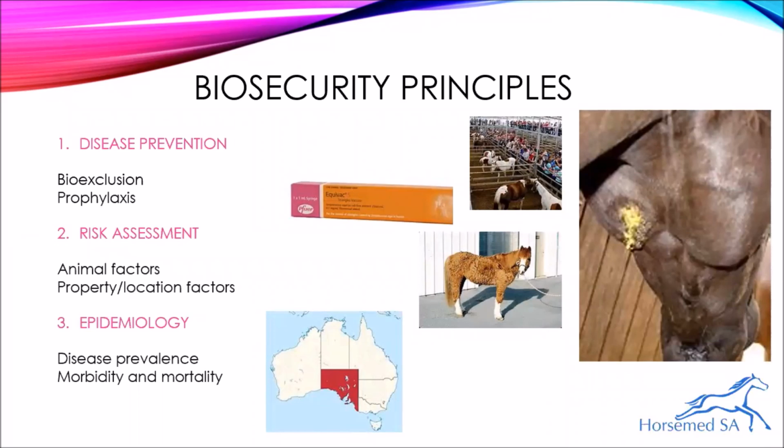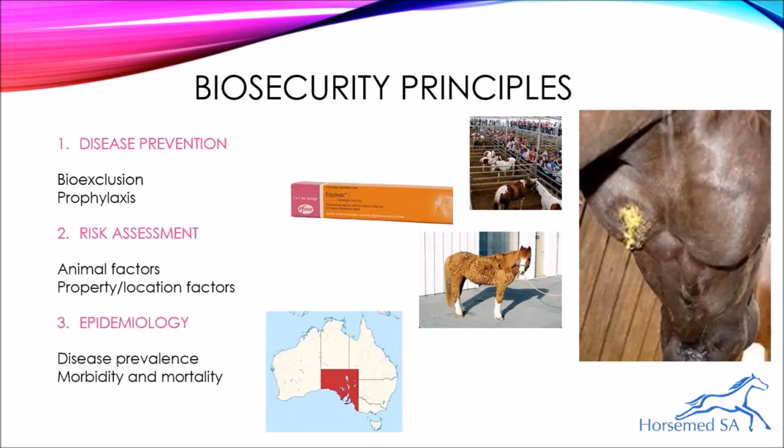So number one, we want to prevent disease from happening. So I guess we can group our prevention measures into two main areas. So we have bioexclusion, meaning that we keep the disease out. So that means that we put a virtual barrier around our property and we completely prevent the disease from coming in, or we keep the disease in a very small area like an isolation or a quarantine area. So that is our number one way that we're going to try and implement biosecurity.